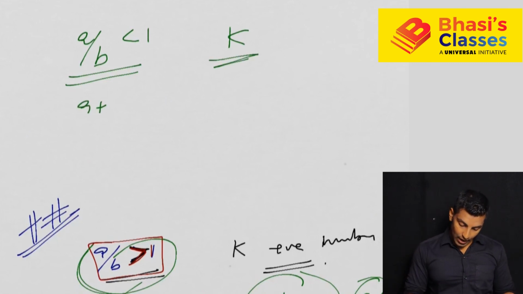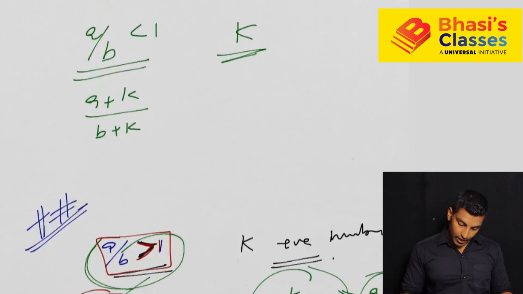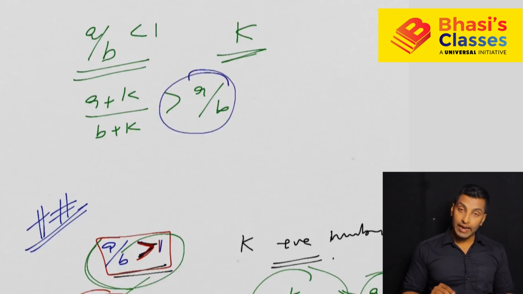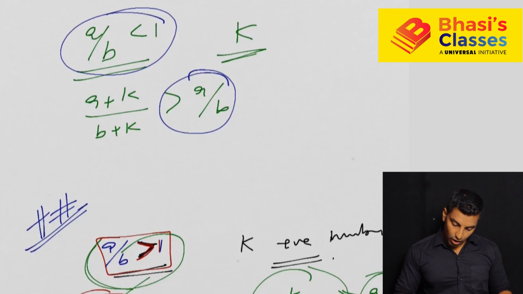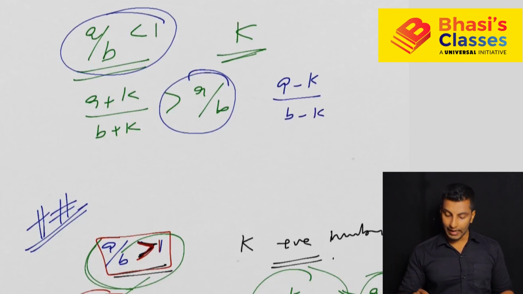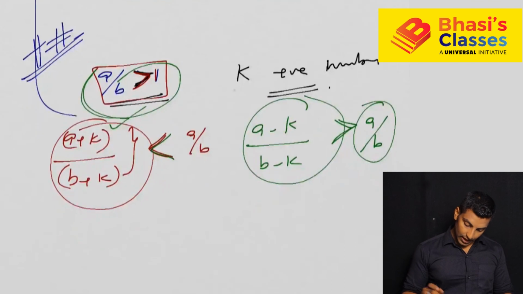Now let's see if you add like this, a plus k divided by b plus k. Earlier it was less than a by b, but here it will be greater than a by b, because this a by b ratio is less than 1. And now the opposite, a minus k divided by b minus k, you know this, will be less than a by b. So remember this, it is very important.